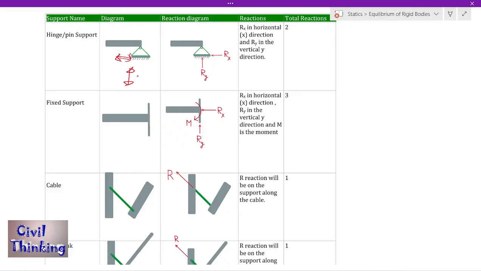So there will be a reaction against this motion. When you restrain the up and down motion, there will be a vertical reaction, and when you prevent the left right motion, there will be a reaction in that direction. So two motions prevented, two reactions, Ry and Rx. As you can see here, we have only two reactions.